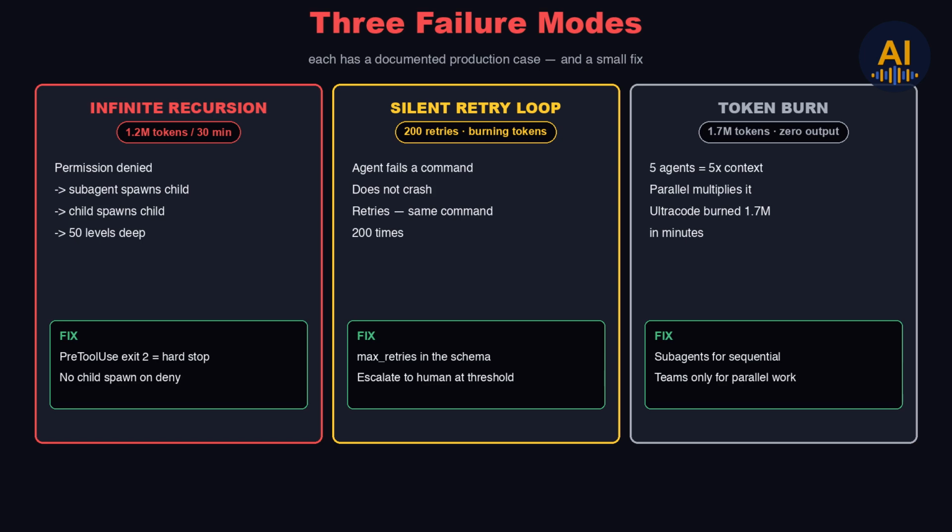Third, token burn on parallel workloads. Each agent repays its own context window. With 5 agents, you pay context cost 5 times. A runaway case burned 1.7 million tokens in minutes with 0 useful output. Use subagents for sequential pipelines. Save parallel concurrency for when tasks are genuinely independent.